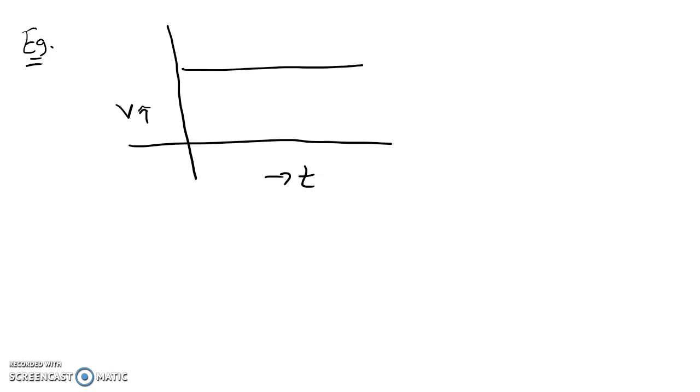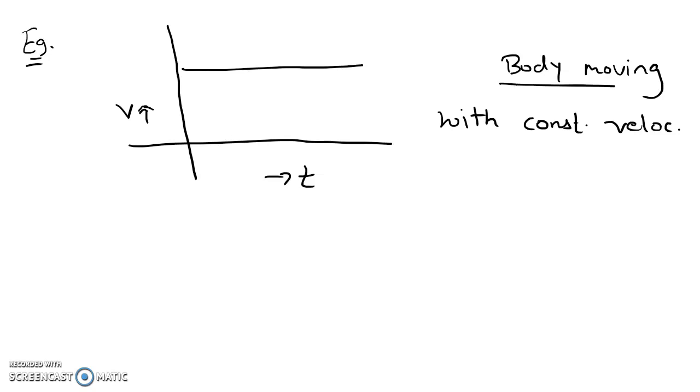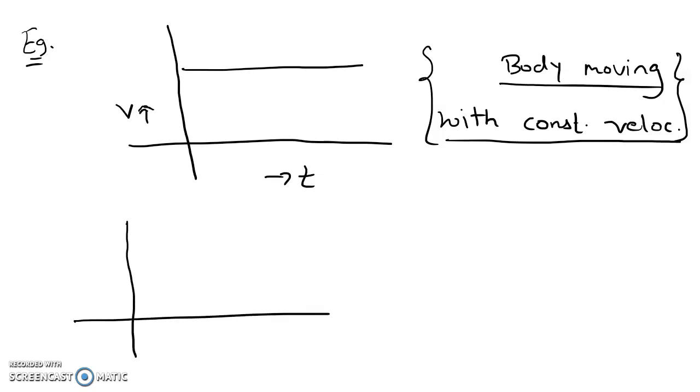Velocity is constant. Here velocity is constant, not zero. So the body is moving with constant velocity. This is the conclusion from that. The body is moving with a constant velocity, and the acceleration is zero. But if I ask what the displacement versus time graph would be, yes, exactly, it would be a straight line, because the velocity is constant. So the x versus t graph in this case would be like this.